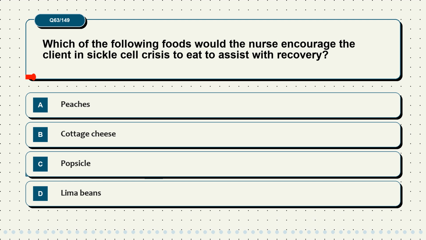Question 63. Which of the following foods would the nurse encourage the client in sickle cell crisis to eat to assist with recovery? Here are the options. Option A. Peaches. Option B. Cottage cheese. Option C. Popsicle. Option D. Lima beans.